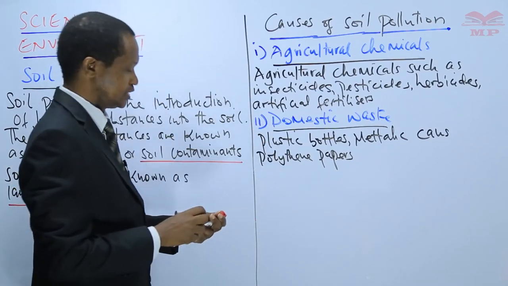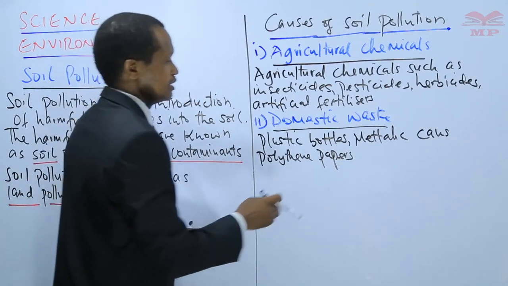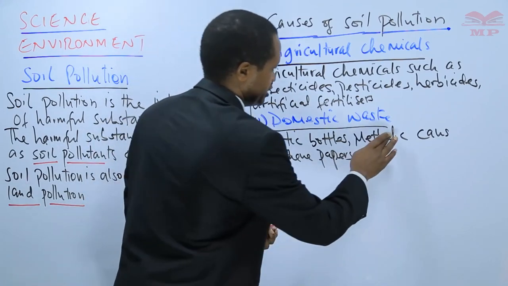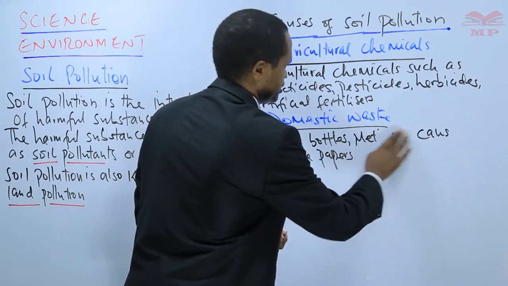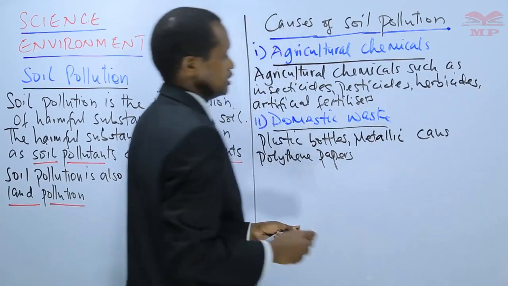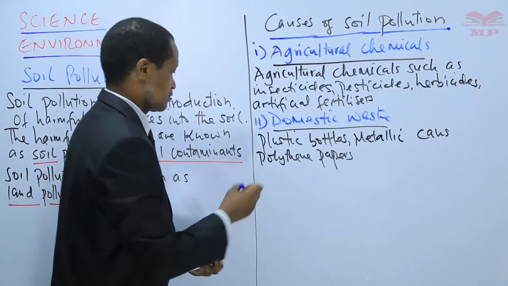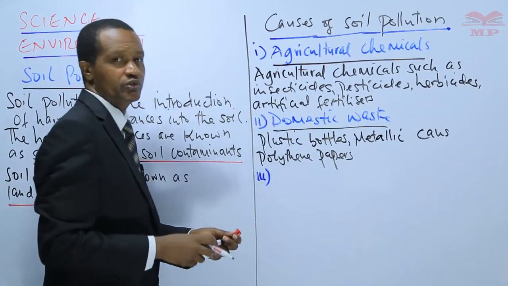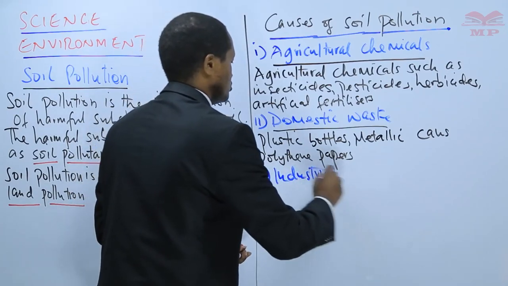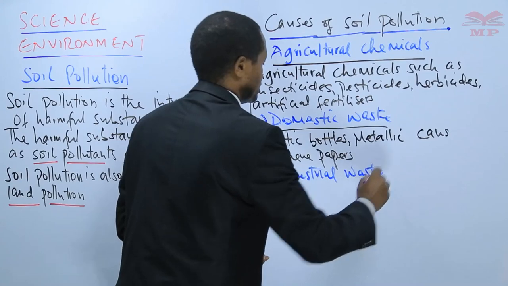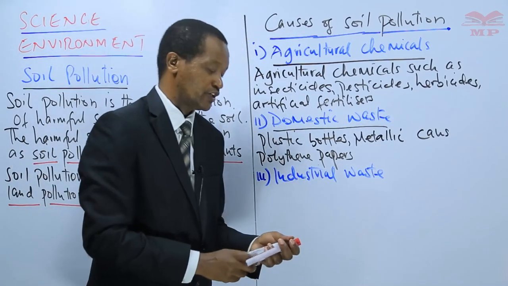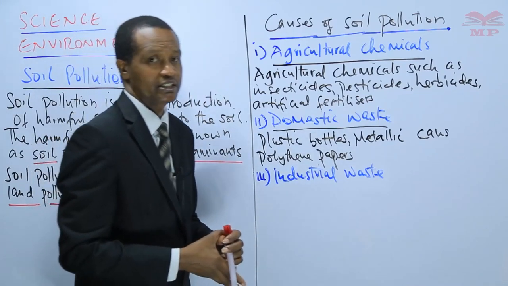Then industrial waste. Metallic should have a double L, learners. Number three, industrial waste. This is waste from industries, from factories, and manufacturing plants.